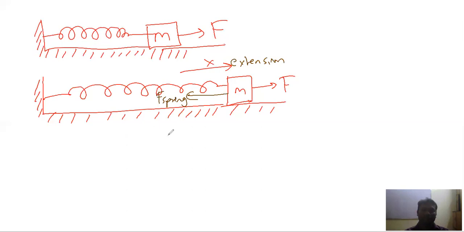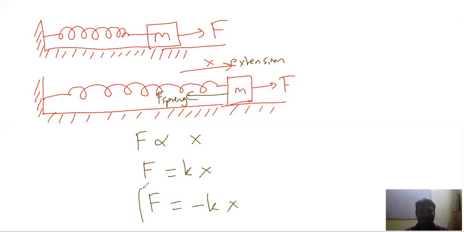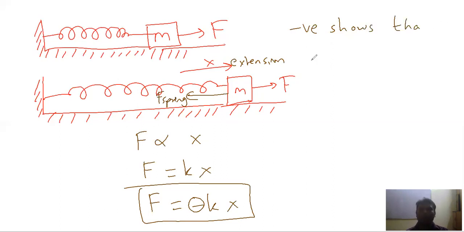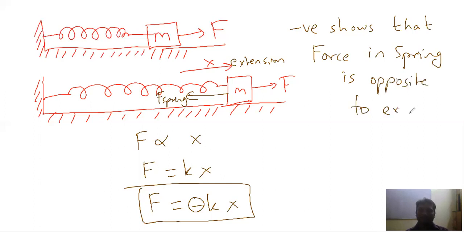So we can say force is directly proportional to X. So force is Kx, but exactly speaking, force is minus Kx. Why do we have a negative sign here? Because the negative sign shows that force in the spring is opposite to extension in this case. So force F in the spring is opposite to extension X.